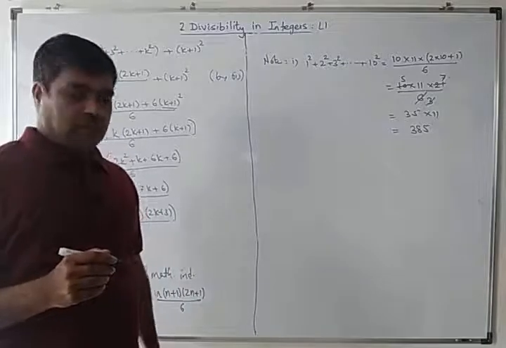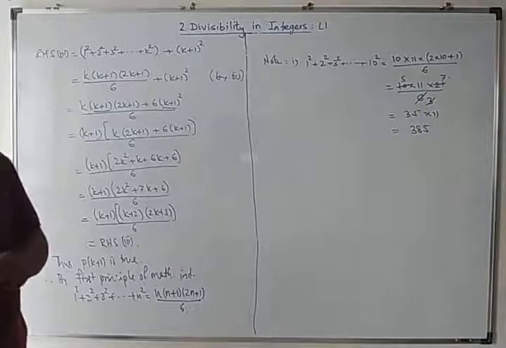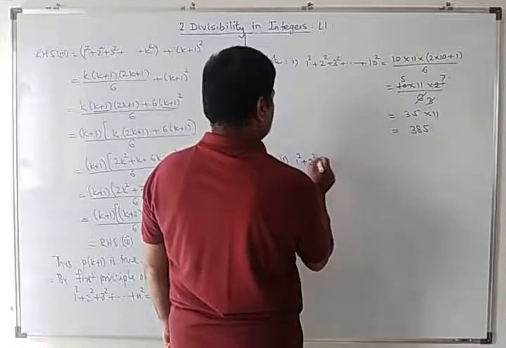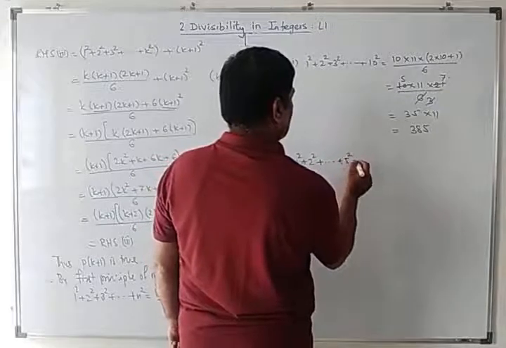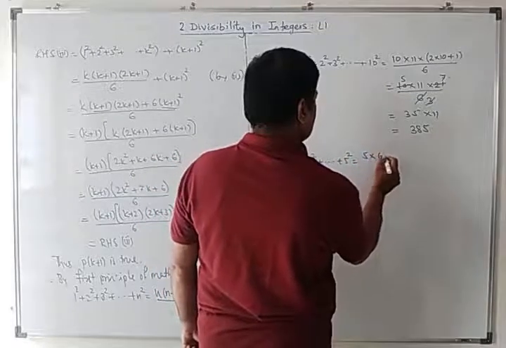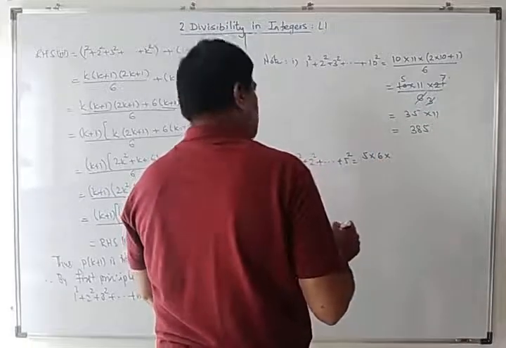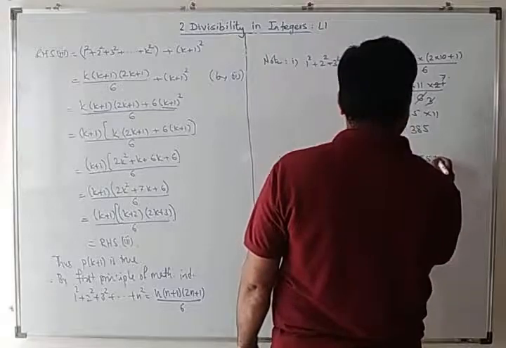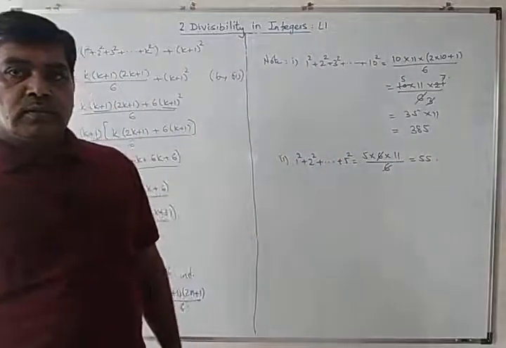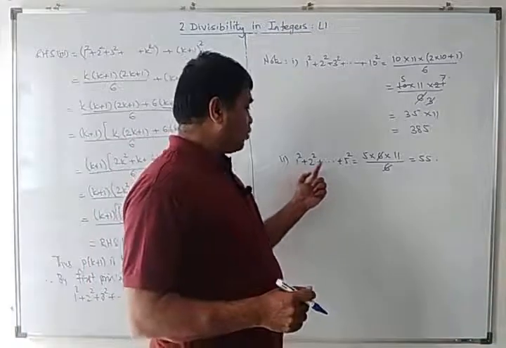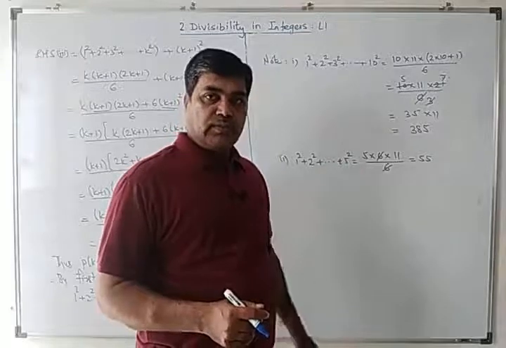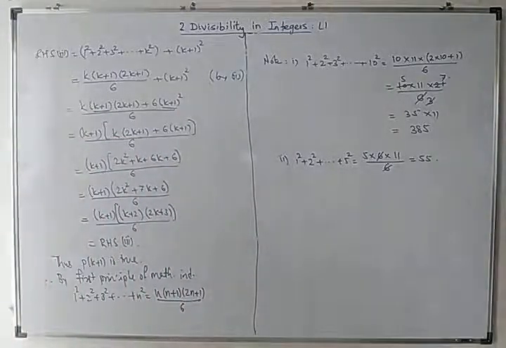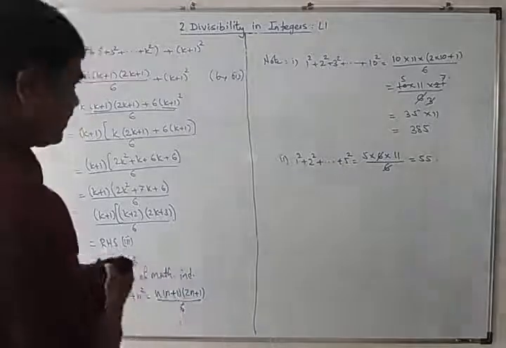Is it clear? If you take say 1 square plus 2 square plus just up to 5 square, then we'll get 5 into 6 into 2 times 5 plus 1, that is 11 upon 6. This 6 gets cancelled, we will get 55. Is it right? So it is not necessary to take 1 square, that is 1 plus 4 plus 9 plus 16 plus 25. Not necessary to do that. If you remember these standard formulae, then for objective questions you can easily give answers, right?